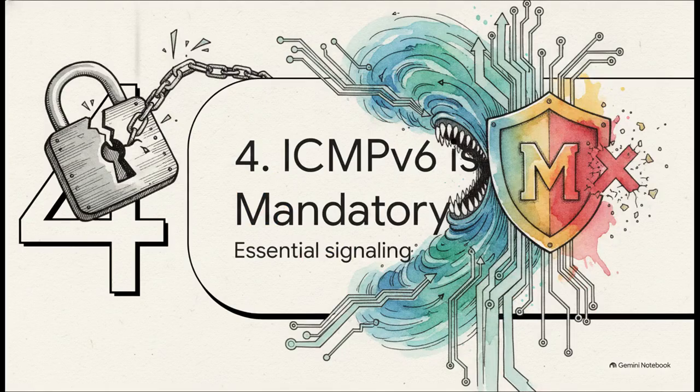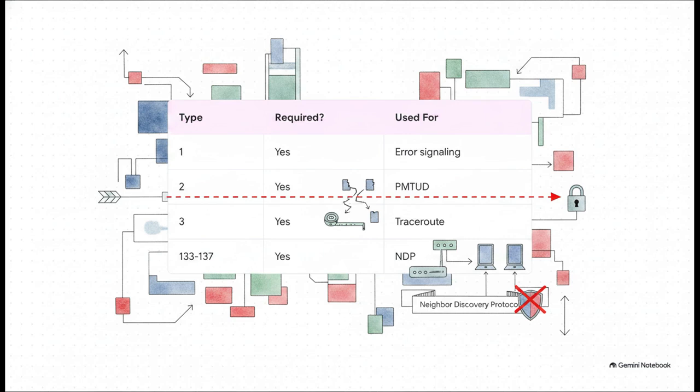Moving to Section 4, why ICMPv6 is mandatory. Essential signaling. And when I say mandatory, I mean mandatory. It's no longer just an optional diagnostic tool you can blindly block for the sake of security. Honestly, if you only remember one single thing from this entire explainer, let it be these mandatory protocols. Blocking these specific ICMPv6 types will instantly, literally, break your network.